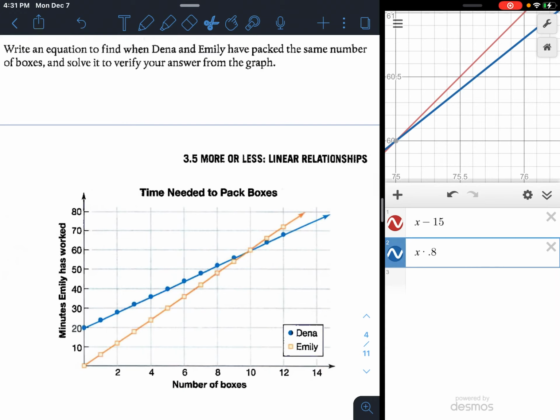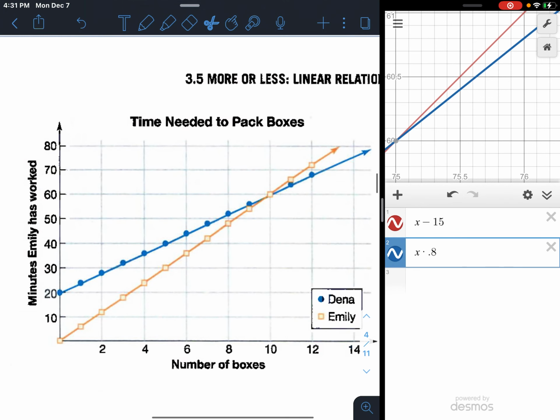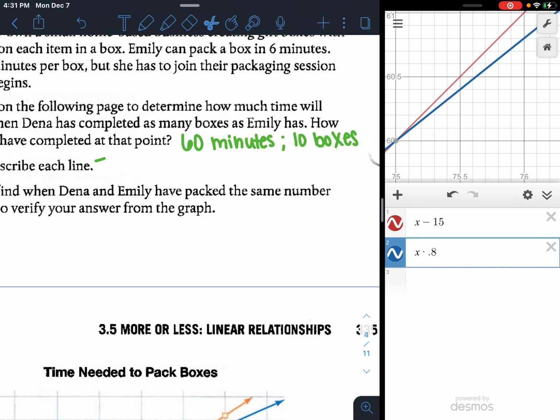Essentially we're looking for the break-even point. When will their boxes match for both of them? It's going to be this intersection point. So 10 boxes in 60 minutes. We found that straight from the graph, the intersection point.